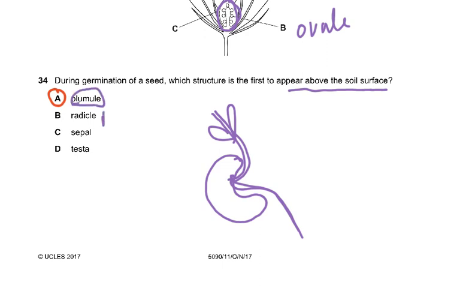The radicle, of course, will develop into our root. Sepals will develop much later on at the base of the flower, and testa is the seed coat. That has nothing to do with it. It can't appear above the soil.